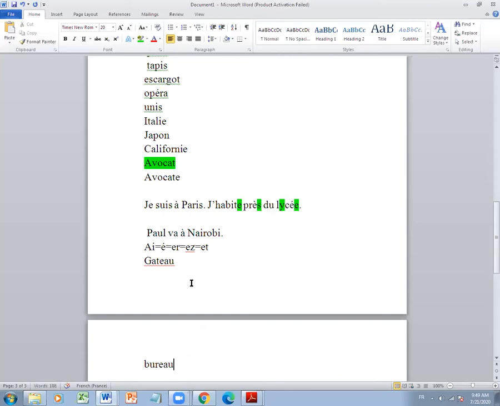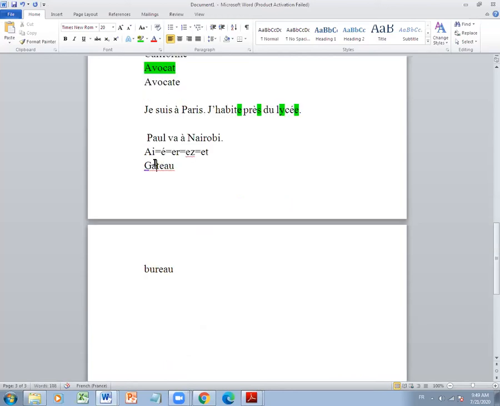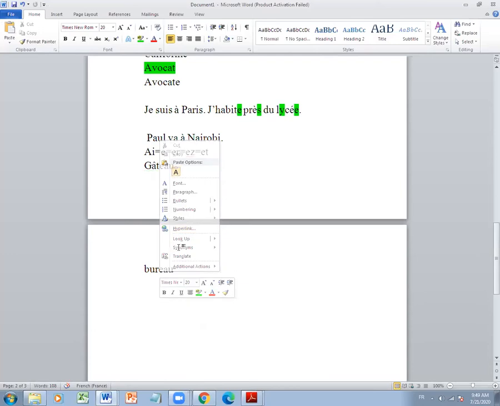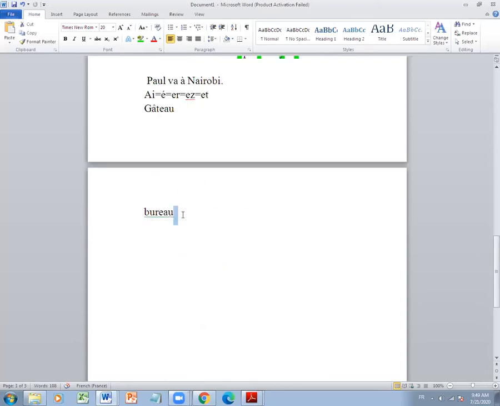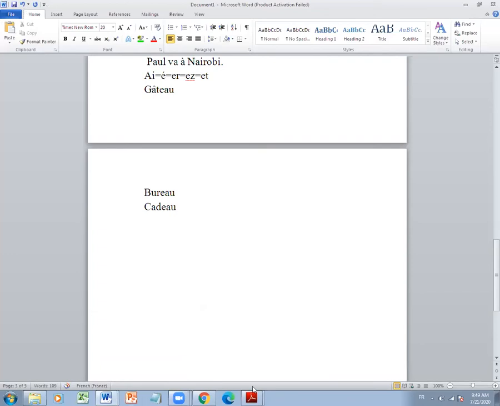Gateau in French. Gateau is cake. Gateau. Read this. Bureau. Very good. Bureau. We can also say that. Cadeau. Yeah, as simple as that. I think that is understood. I can proceed.